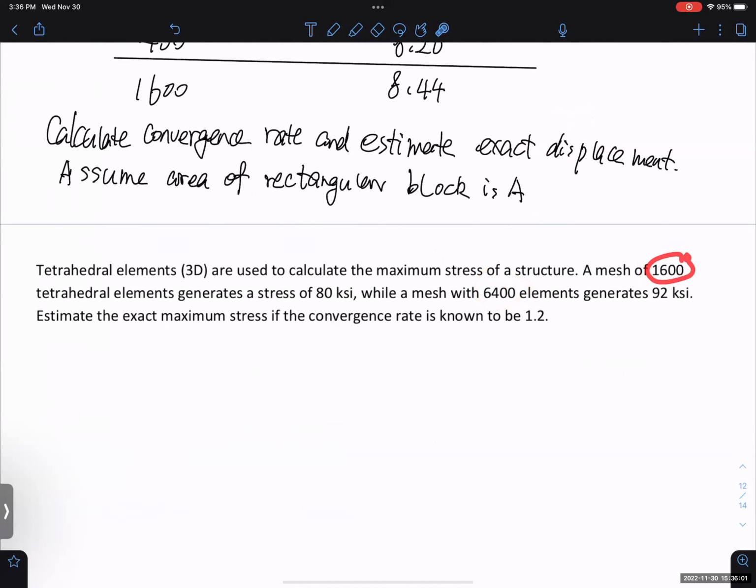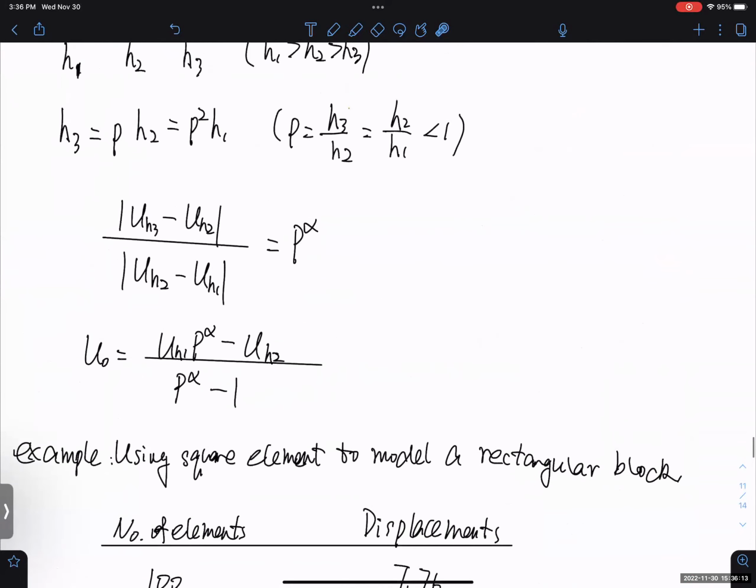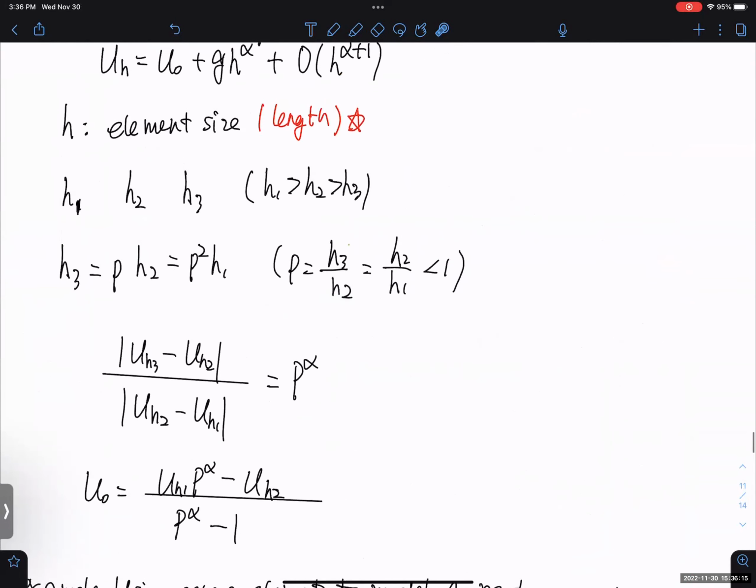This is for the first mesh; this number of elements is not the length of the edge. This is also the number of elements, right? So don't get confused on that. Once you know that, the H1, H2, H3 for the first mesh, second mesh, we normally start from a big element size and gradually refine it, making it smaller and smaller. So H1, H2, H3, and this P, since we define it this way, P is smaller than 1.